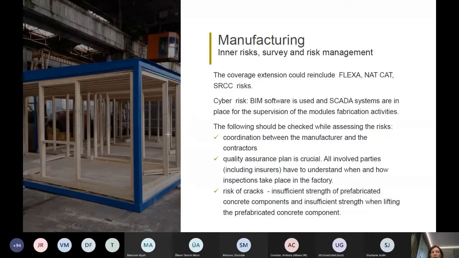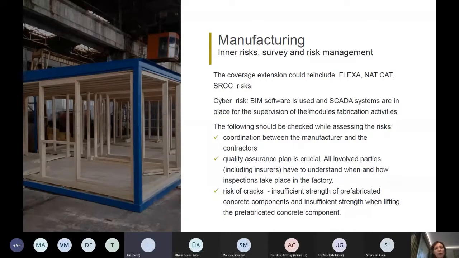But it is very important to assess whether this coverage extension is included in the policy or not, and if yes, what covers what risks are covered. So the coverage extension could include flex and nat cat and even SRCC risks. Also, a very important issue, and I think it's worth mentioning, is that cyber risks are rather high here in comparison with traditional construction, because a lot of BIM software is used and SCADA systems are in place for the supervision of the modules during the fabrication.